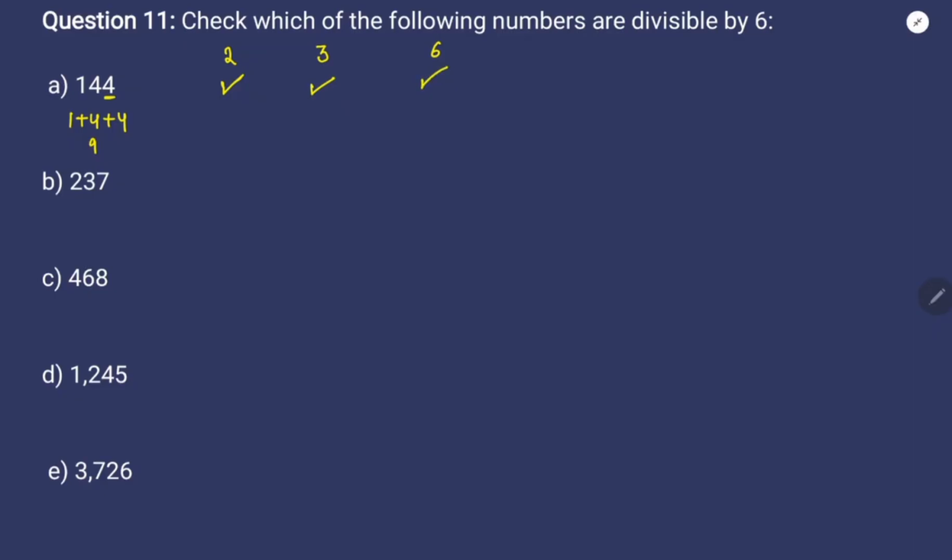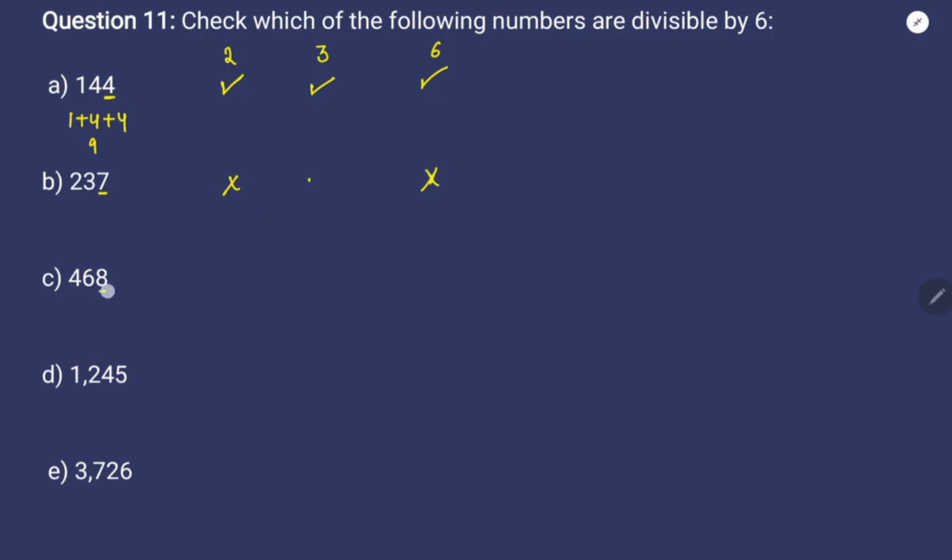Now 237. Is this divisible by 2? No. So don't check this. You don't need to check this now. It will not be divisible by 6. It should be a yes for both. If you got a no for one of these, then it is a no.